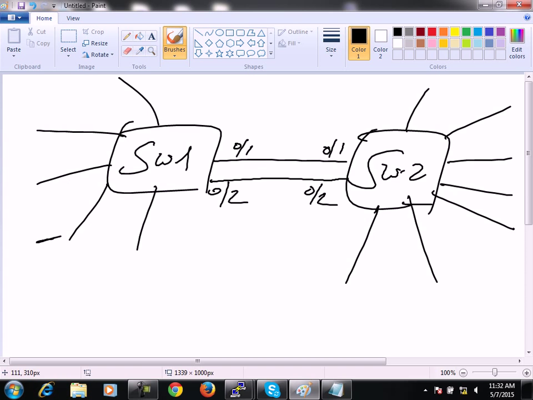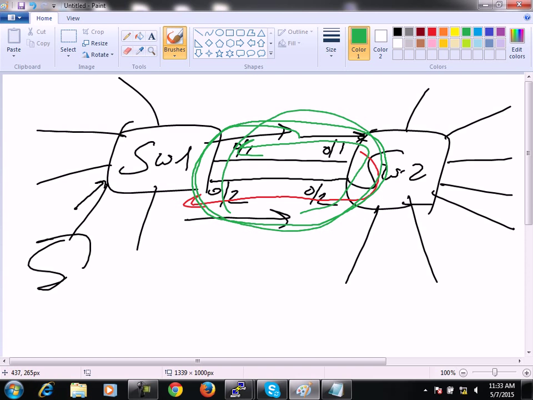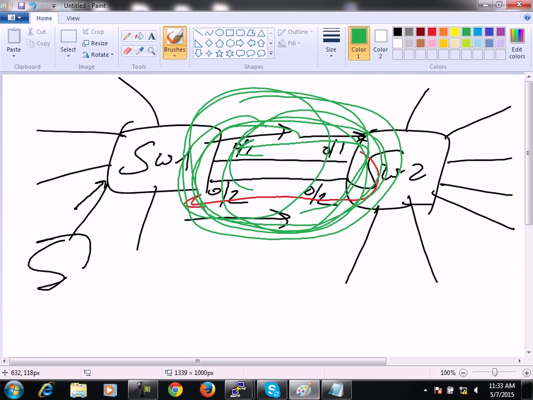For example, if this host has generated a broadcast frame, it means the destination MAC address will be all Fs, right? So switch 1 will receive that frame here, and then switch 1 will transmit a copy of that frame out from each interface, from here as well as from here. When switch 2 receives it here, it will also perform flooding, so it will transmit it back in the direction of switch 1. When switch 2 receives it on 0/2, it will also transmit a copy of that frame back towards switch 1. So now one frame will move clockwise and one frame will also move in the anti-clockwise direction, isn't it?